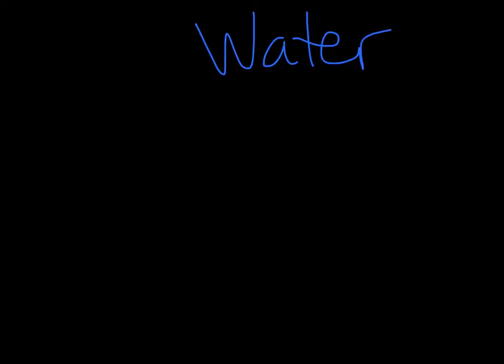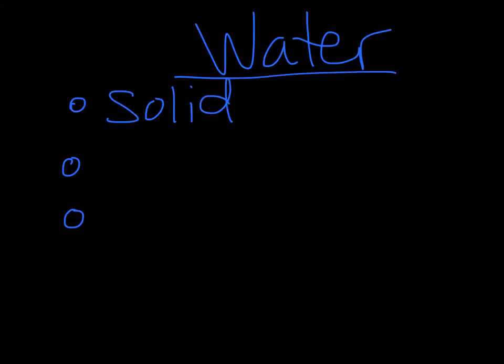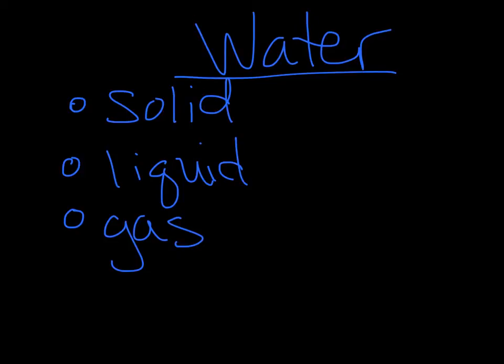Water actually exists in three different states: a solid, a liquid, and a gas. As a solid, it's ice, and that's at a very low temperature. Liquid, obviously, is water. Now, a liquid can also become a gas, which sometimes we call vapor.